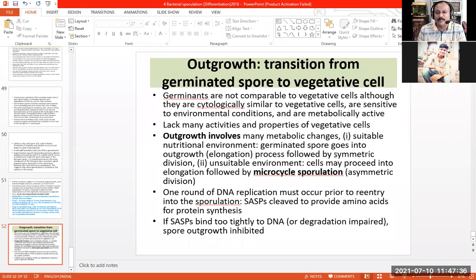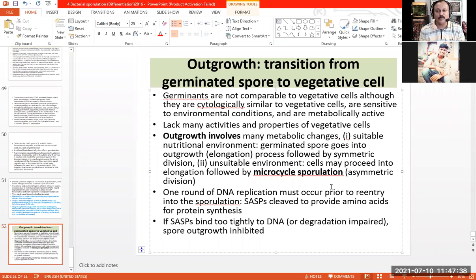Now this is also very important. We have seen that in the sporulation phase, there is asymmetric division or asymmetric septation. But now once the spore has got the germination signal and it is ready for the outgrowth, this particular cell will undergo symmetric septation or symmetric division.